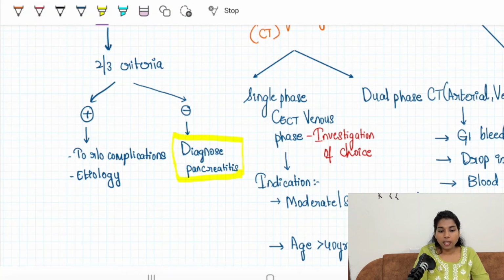But however, if 2 out of 3 criteria is met, that is serum amylase lipase was more than 3 times its normal, then also you go ahead and do an ultrasound. Why do we do it in such a case scenario? It is to rule out the complications of pancreatitis, that is you'll be looking for some collections, or look at the etiology. Are you able to find some gallstones or a CBD stone or something like that? Look at the etiology and rule out the complications.